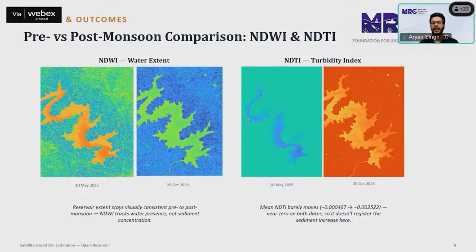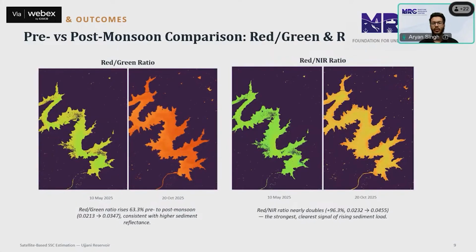Secondly, I had used NDTI. This also remains almost the same, and it should have shown some changes in the turbidity, but it does not actually respond here. So these were the two indices, and this slide also compares the two band ratios for the same two dates.